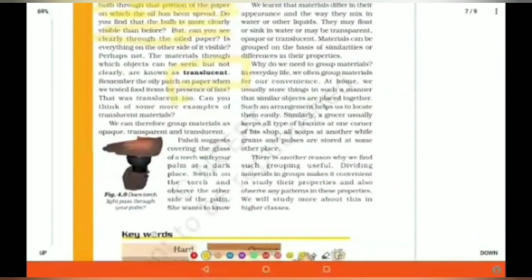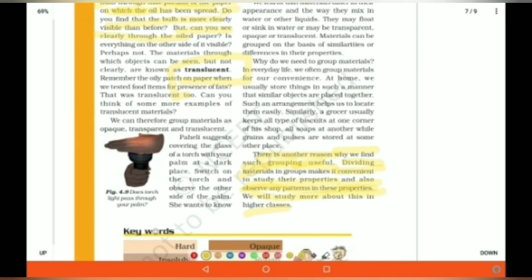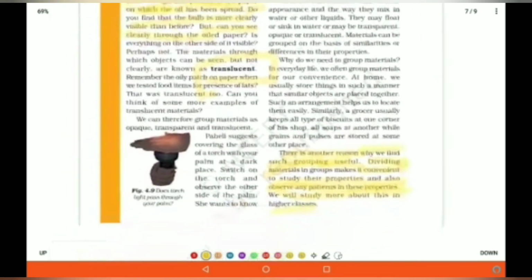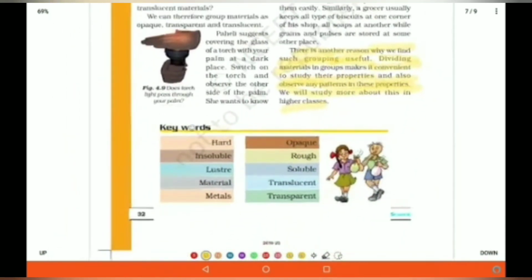Now, there is another reason why we find such grouping useful. What we have learnt in the lesson, why is it useful? Dividing materials into groups makes it convenient to study their properties and also observe any patterns in these properties. We'll also study more in higher classes. Okay? With this, we complete our lesson.